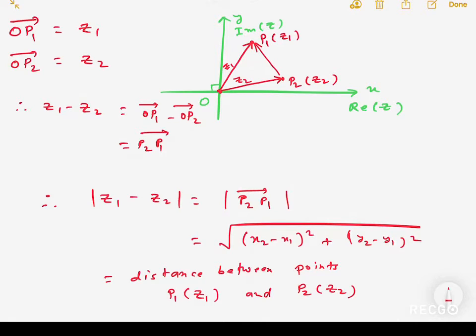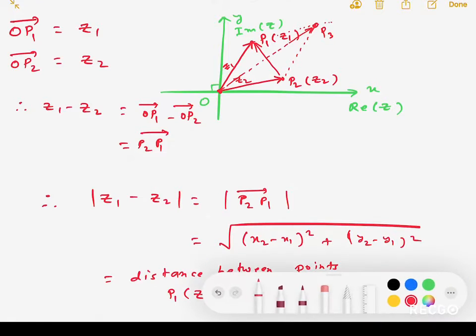Now if you have understood up to here, then let's move on and complete the parallelogram. Now we are about to relate z1 plus z2 vector and z1 minus z2 vector. So z1 plus z2 vector is the diagonal, you can see this diagonal OP3, and z1 minus z2 is the other diagonal, that is P2P1 vector.